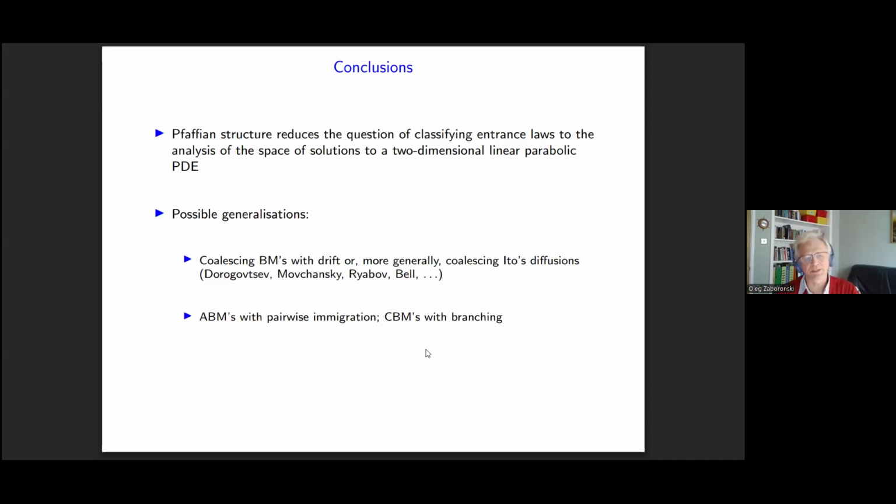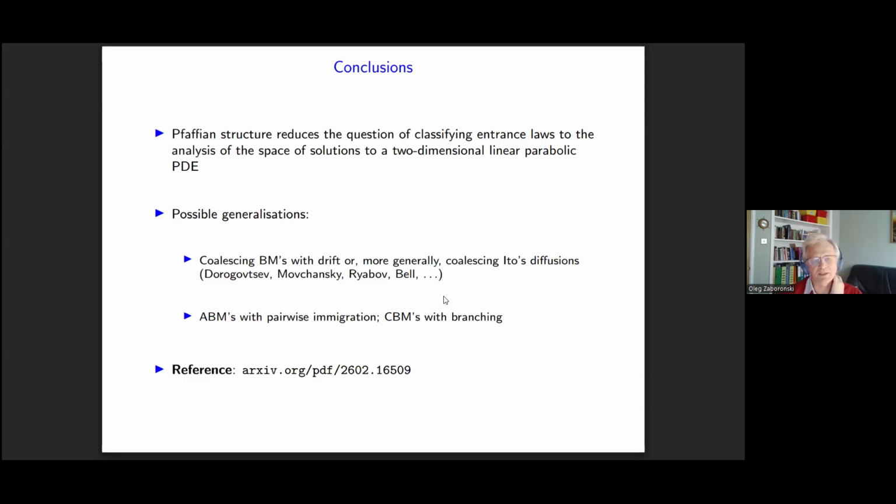For instance, you can look at annihilating Brownian motions with pairwise immigration. So this would correspond to the kinetic Ising model at positive temperature. And you can look at coalescing Brownian motions with branching, which can be obtained by sampling the Brownian net. And I think you can classify the entrance laws completely as well.